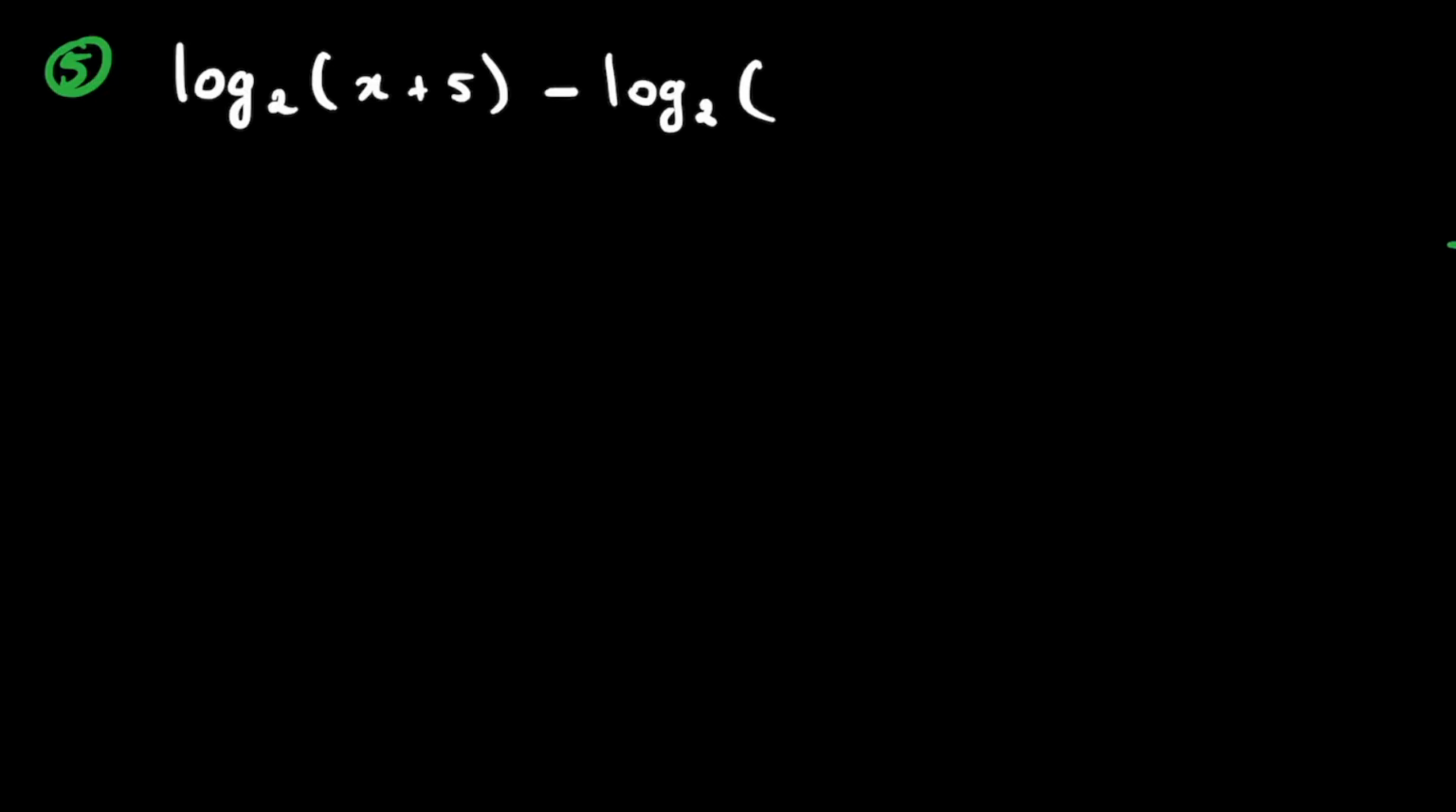So now that we've used these tricks, let's go to the next exercises, where we will be using some more properties of the logarithm. Our fifth exercise will be the following equation. We have the logarithm of base 2 of x plus 5 minus the logarithm of base 2 of x plus 1, and this has to be equal to the number 5.